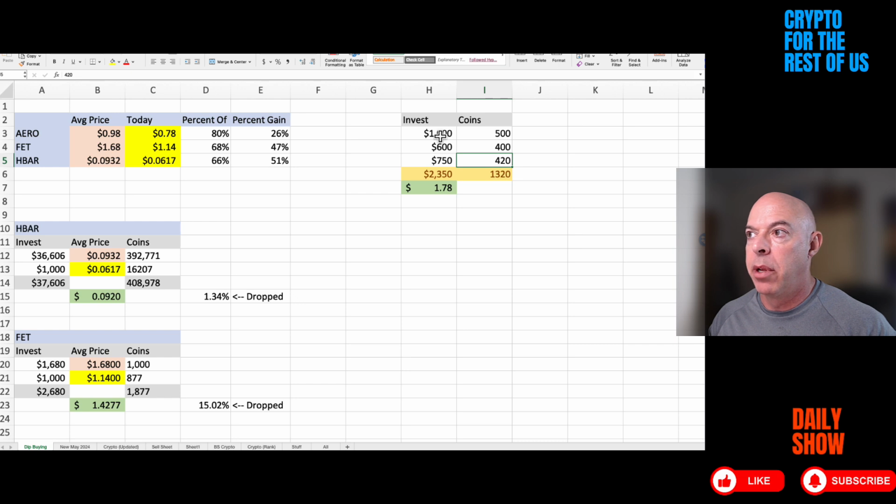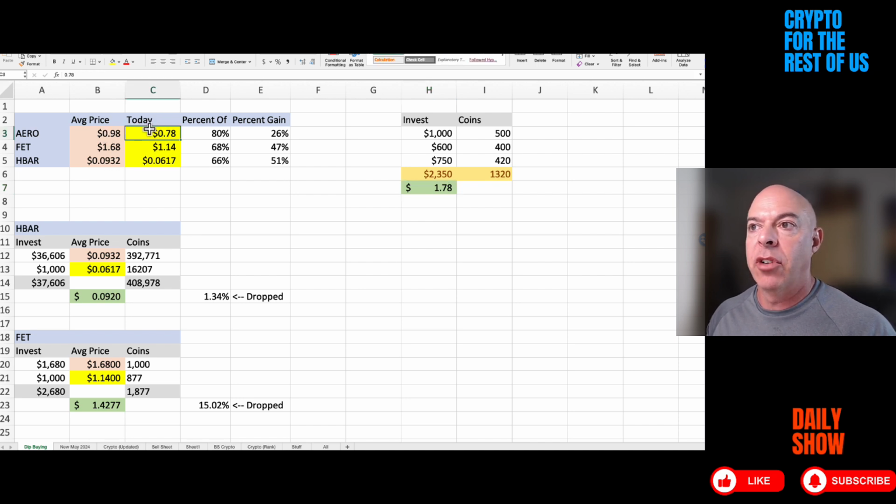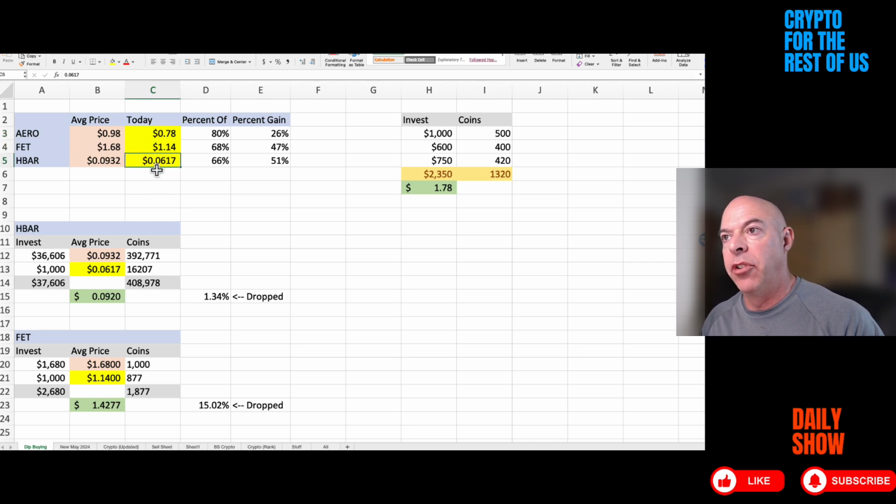You sum up the total invested. Here you go. You sum up the total number of coins. There you go. Take the number you invested, divide it by the number of coins, and there you are. $1.78 is the average price. So you want to know the average price of everything you've invested in, assuming you've made more than one purchase. Then this column represents today's price. So Aero is at 0.78, Fetch is $1.14, and Hedera is 0.0617.